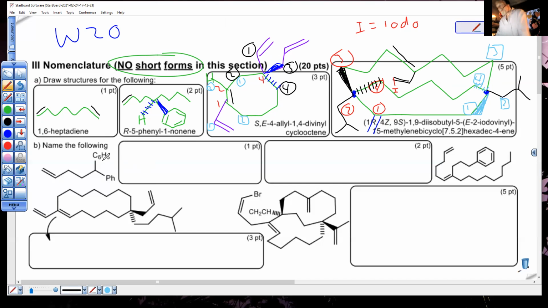Going down here, you have to know that these are both short forms for phenols. I know you're not allowed to use short forms, but the teacher is. Not fair, but that's life. Carbon 1 is here. Why? Because alkenes are more important than groups is why. 5,5-diphenyl.